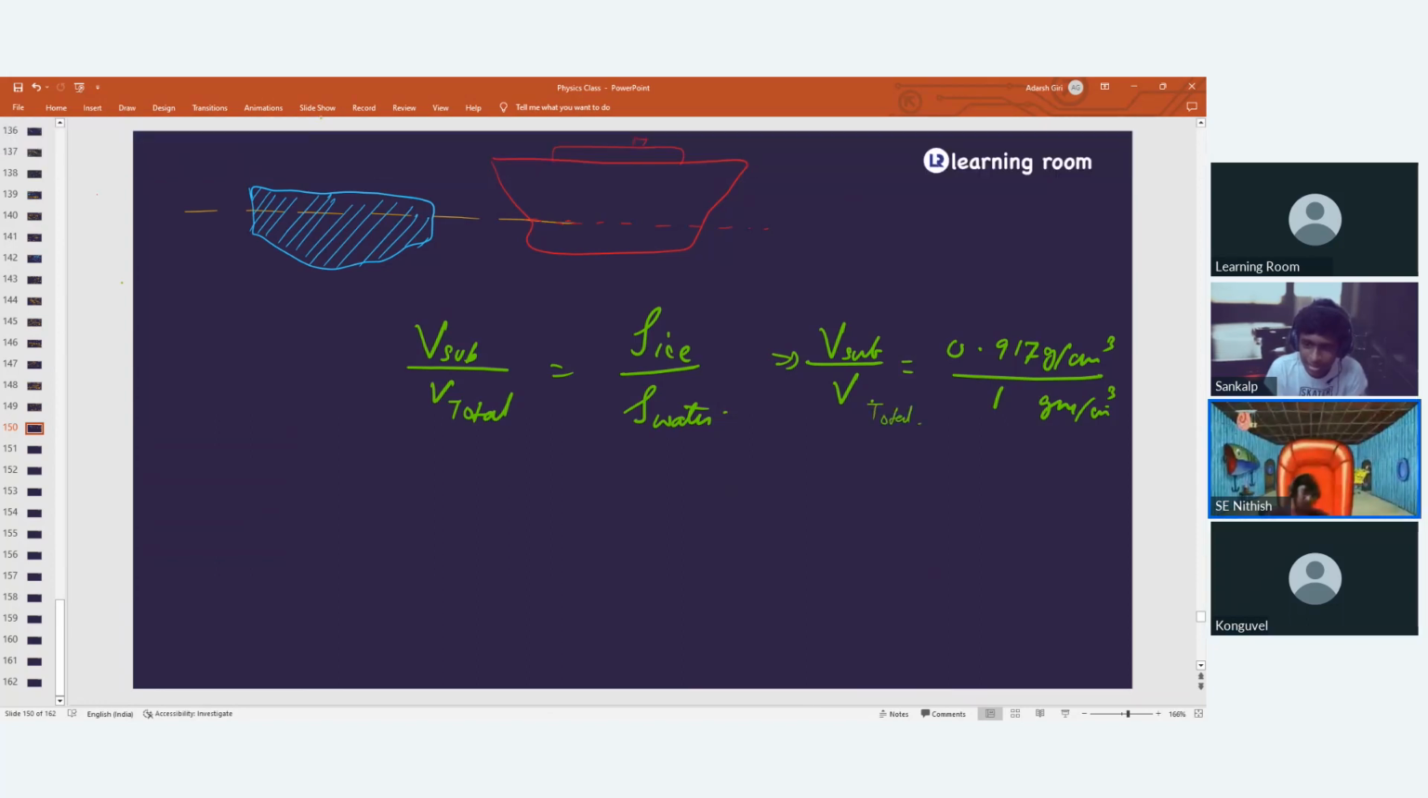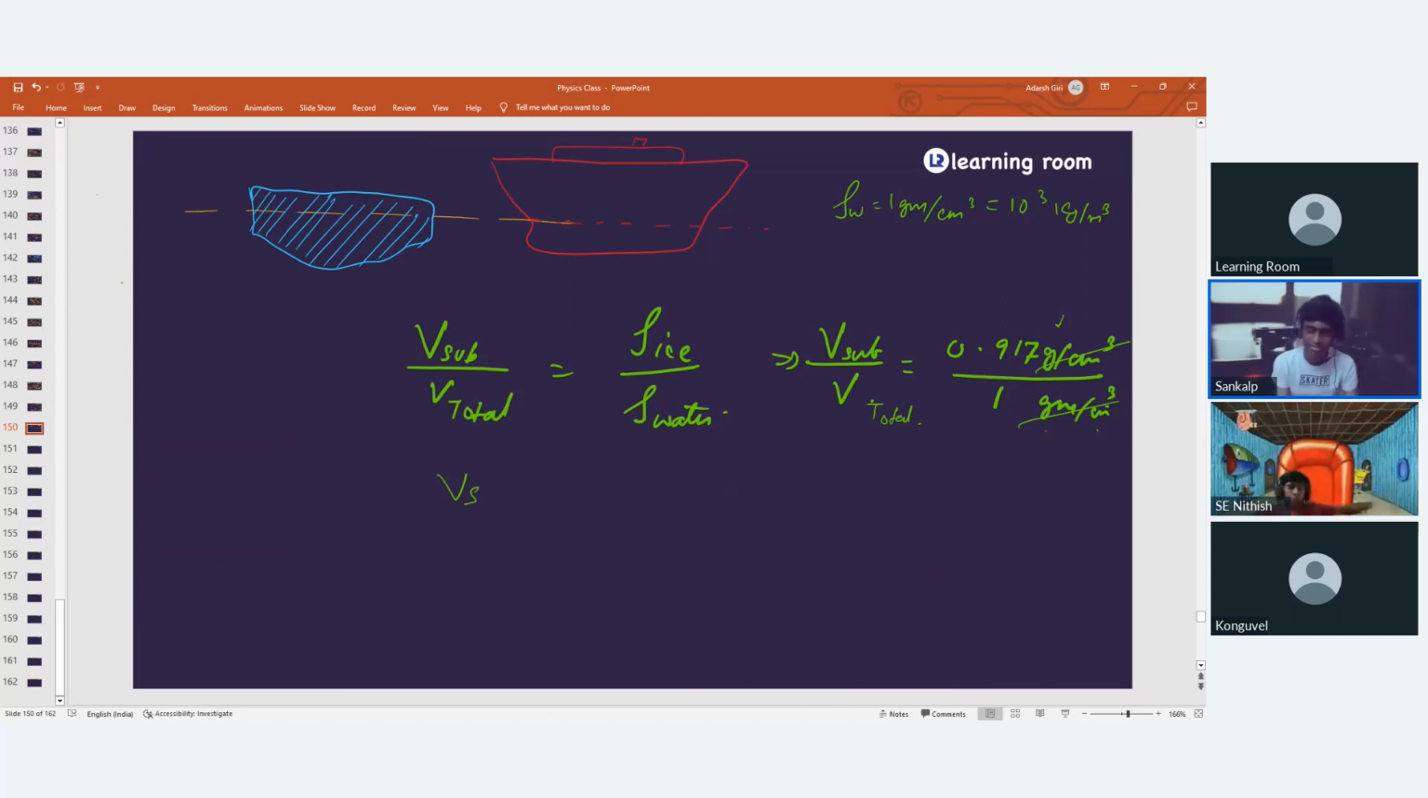Shouldn't we take this in SI unit, sir? Doesn't matter, it will get cancelled here. See, basically, density of water is 1 gram per centimeter cube, and that is 10 to the power 3, that is 1,000 kg per meter cube. But if you're taking this as kg per meter cube, this also you'll have to take kg per meter cube. Again, the same conversion will be there. Both will be multiplied by 10 to the power 3. It will get cancelled.